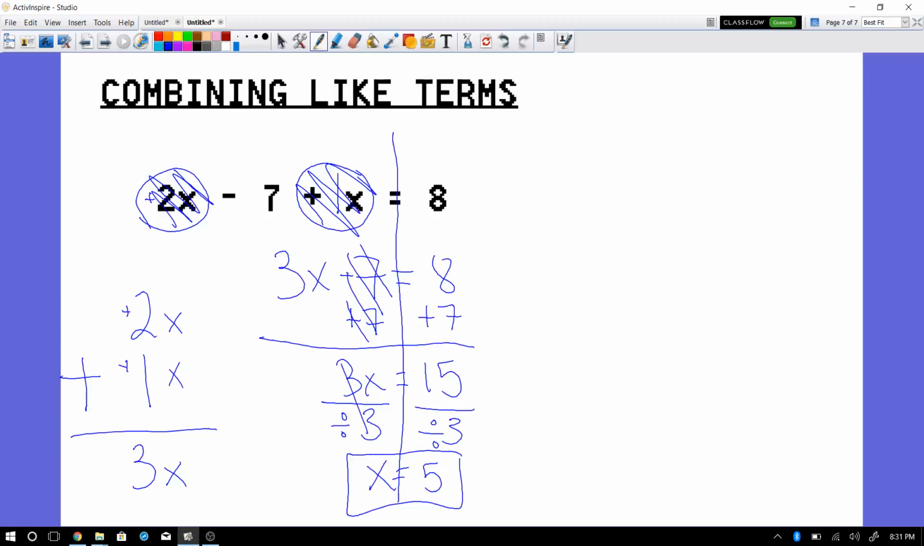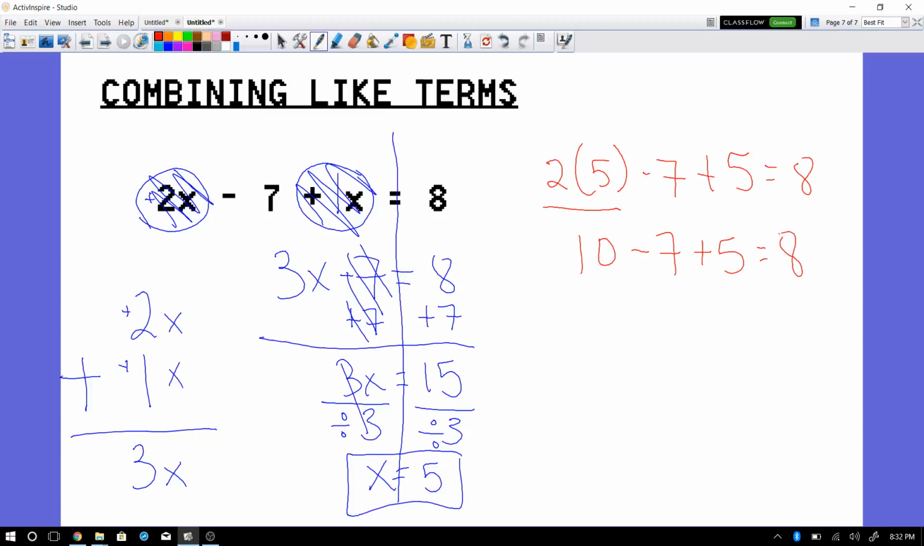Again, if you wanted to go back and check and see if your answer is correct, which I highly encourage you to do because there's no reason why you should get a problem wrong if you can check it every single time. So 2 times 5 minus 7 plus 5 equals 8. Do you see any parentheses? Yes. Can you do anything inside of them? No. Do you see any exponents? No. Multiplication or division? Yep. 2 times 5 is 10 minus 7 plus 5.